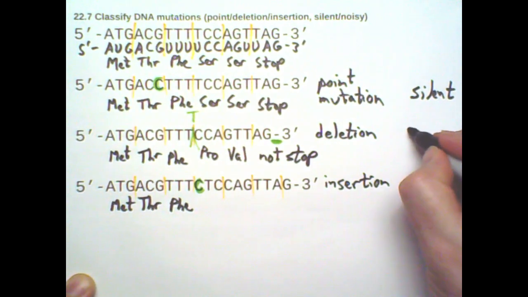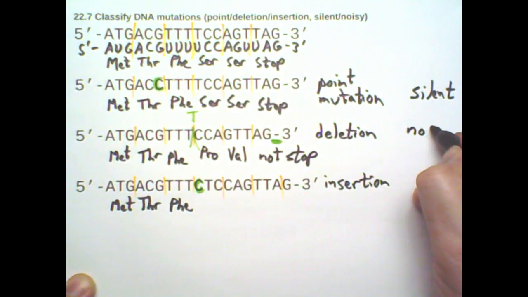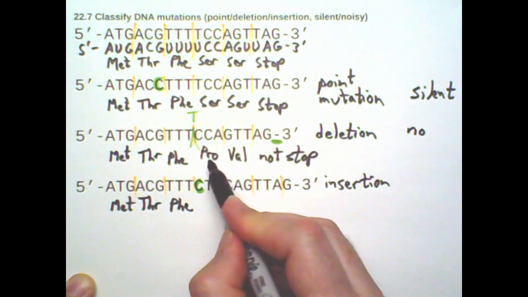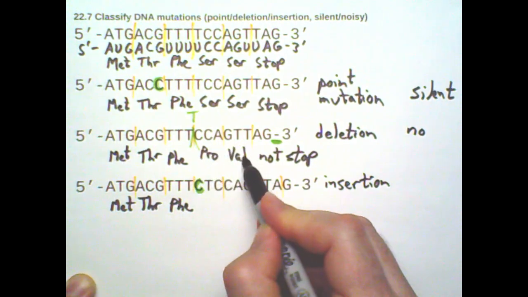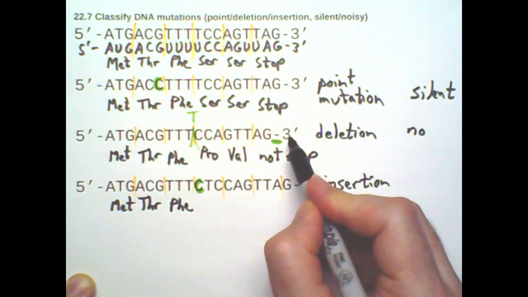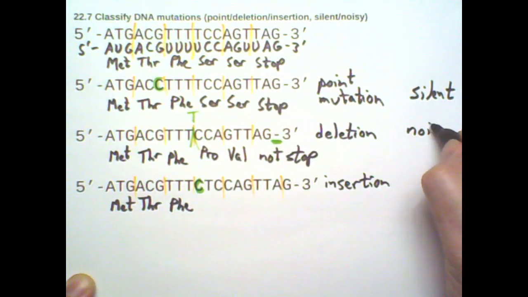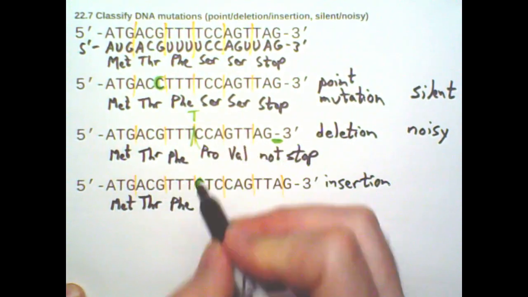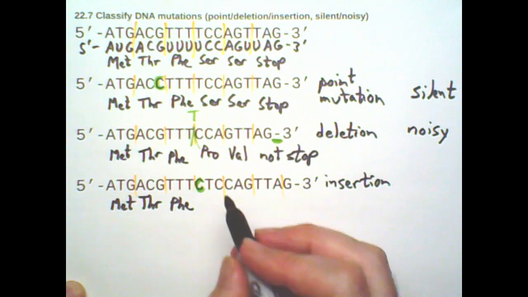So this deletion changes the protein in significant ways, changes 2 amino acids out of the 5 here, changes everything from there on, and we lose the stop. So it's very noisy. It would make this gene non-functional in almost every case.